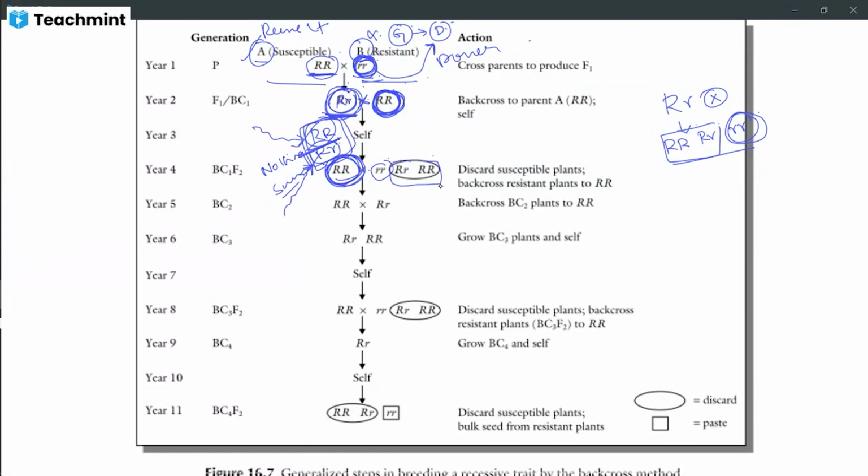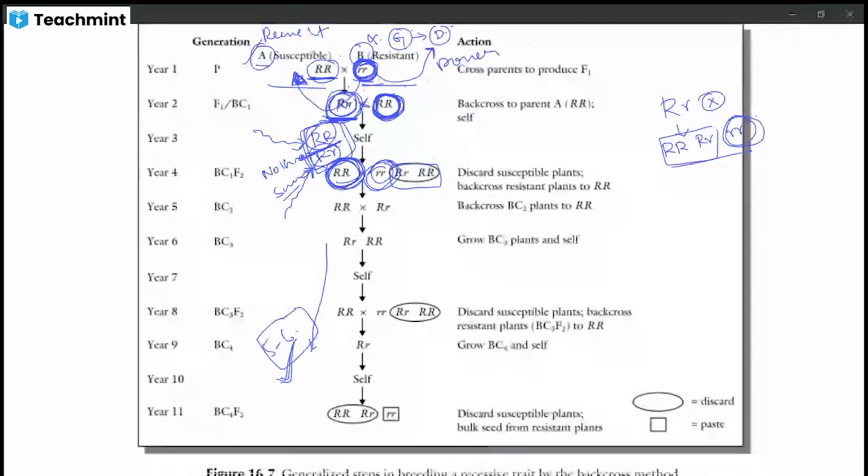In this manner, you will be selfing it and then selecting the plants which have homozygous recessive genes, and then again backcrossing it to the recurrent parent. So after 5 to 6 generations, can you incorporate these recessive genes into the susceptible parent, that is the recurrent parent? Is it okay?